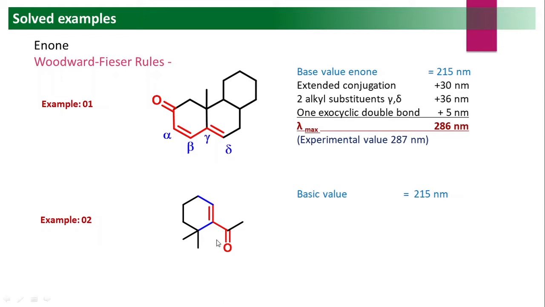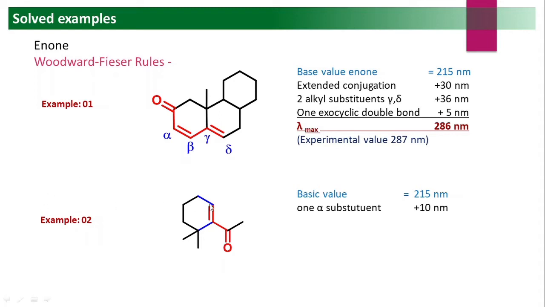Is there any exocyclic double bond? No, there is no exocyclic double bond. Is there any homoannular system? No, there is no homoannular system. Is there any extra conjugation? No, there is no extra conjugation. So now we will see the substituents. So this is one substituent. This is not a substituent, I already told you this is part of the ketone. So this is one substituent, and the position is alpha. So at the alpha position, one alkyl substituent, one ring residue, we have to add 10 nanometers.